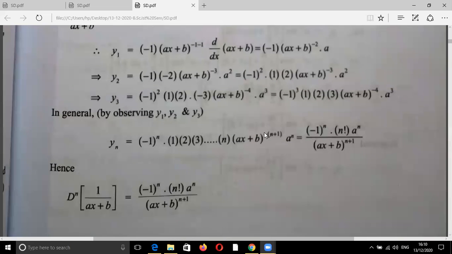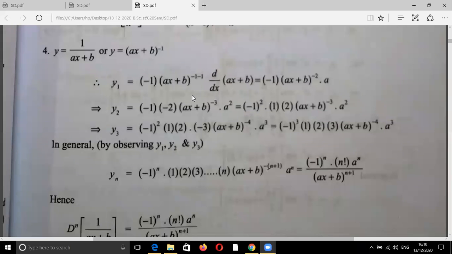Okay, now after that, again you differentiate that with respect to x. If you differentiate y2, you see here minus 1 square is a constant. And then here you see, 1 is there, 2 is there, and again the same format.